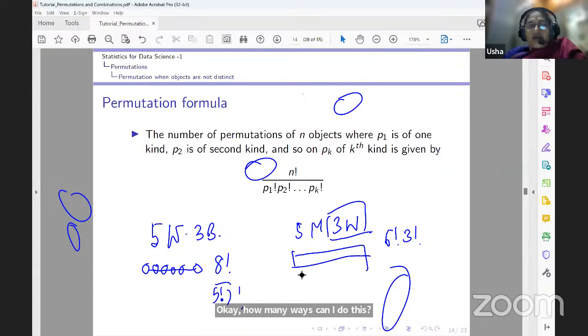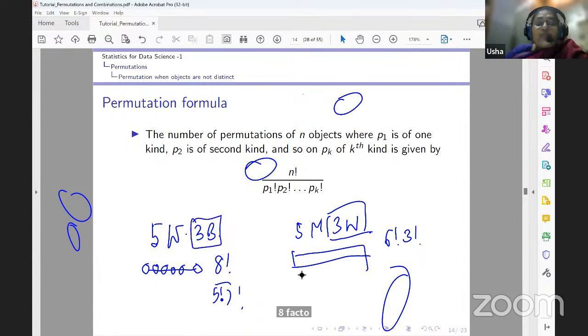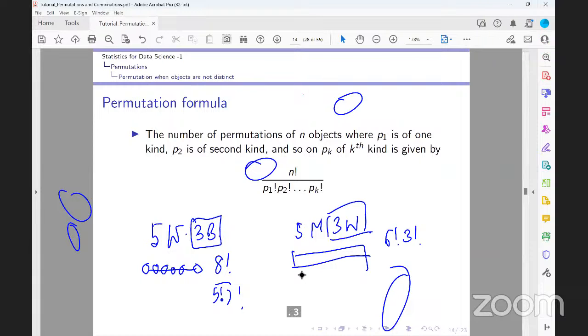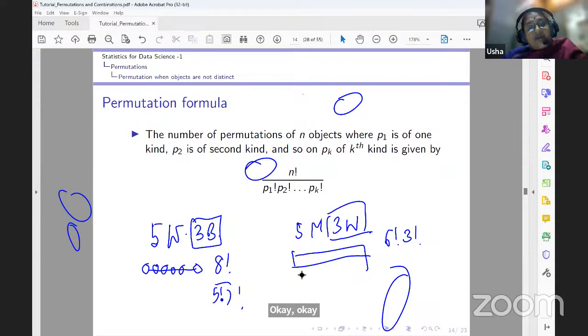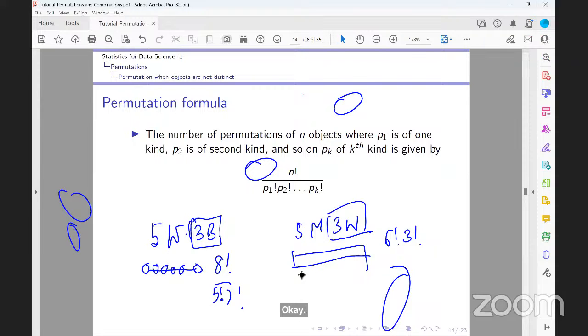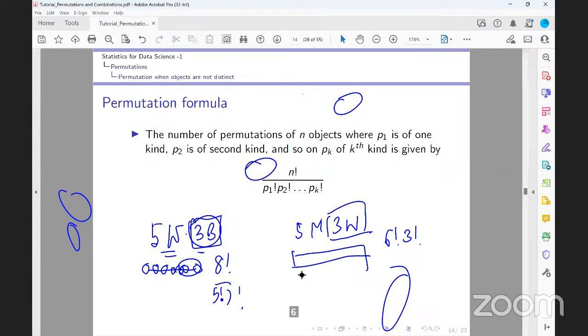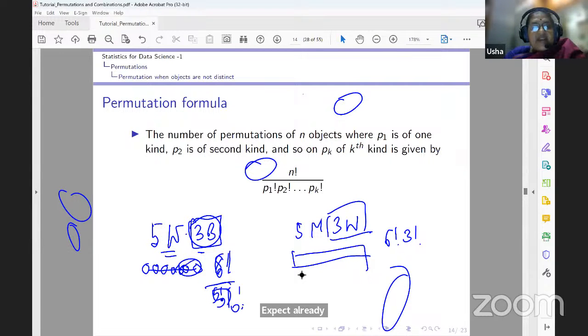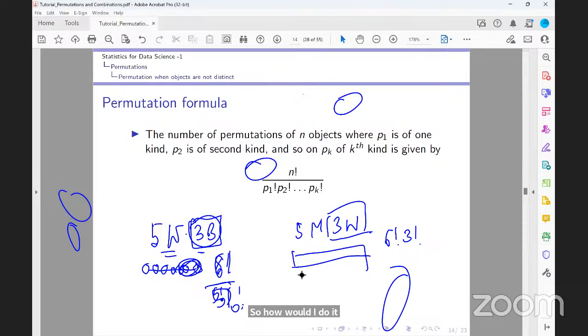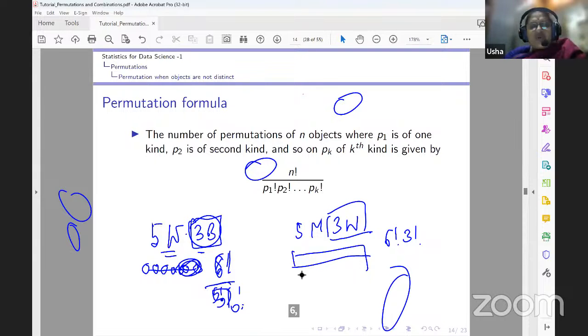But now if I want these 3 blue beads always together, how would I do it? 6 factorial divided by 5 factorial. And these 3 beads together, would it make a difference how many ways I arrange them? No, ma'am. Just one way. All the 3 are one. That's only one way, right?